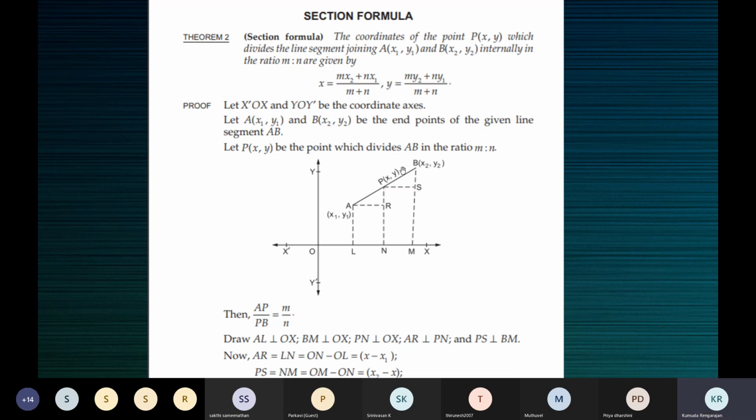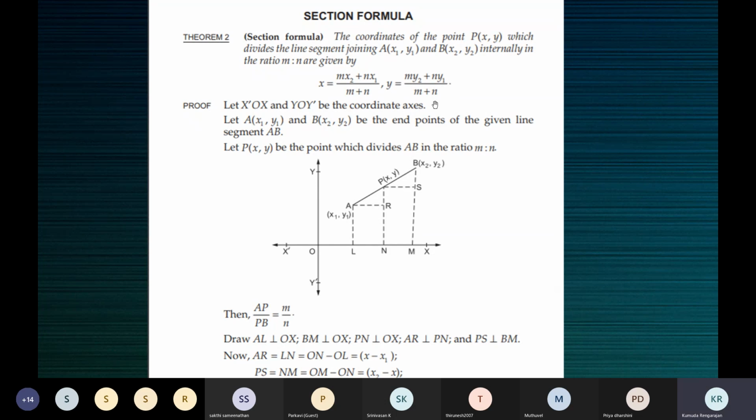Now, the section formula is used to find the coordinates of the point P, given the coordinates of A, B, and the ratio. The coordinates of P will not be given to you. You will be given the ratio and the coordinates of A and B. So A and B you know, and you know the ratio. If you know this, you can use the section formula to find the x coordinate of P and the y coordinate of P, that is, the coordinates of P.